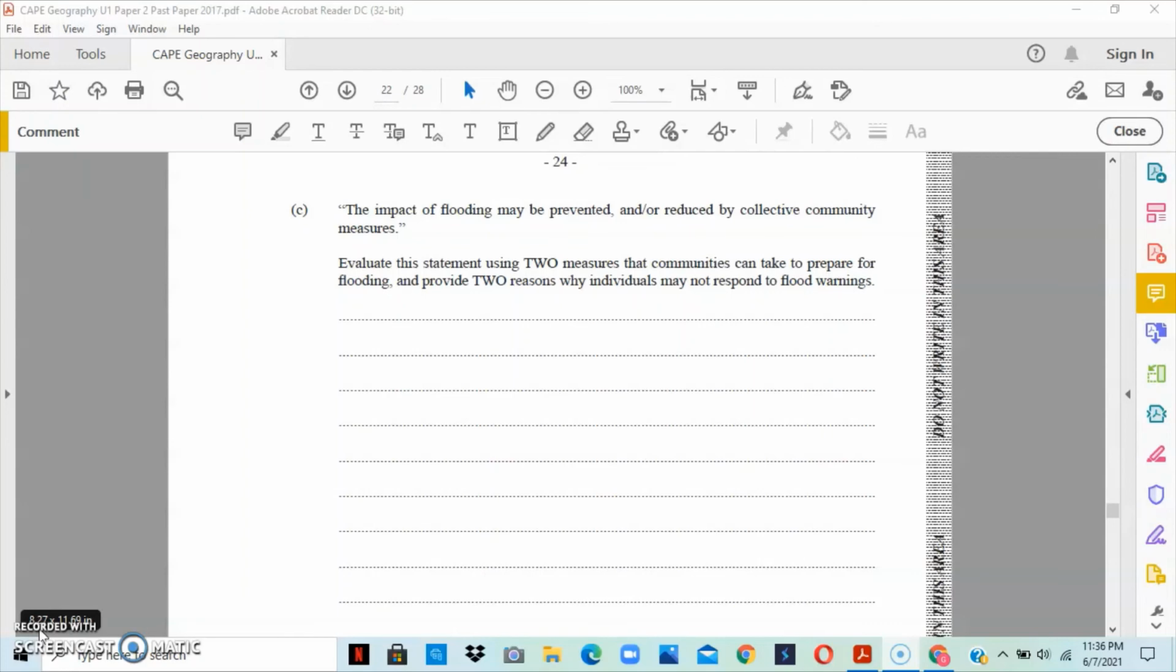Now, a lot of persons do not want to leave their valuable possessions behind. A lot of persons opt not to go to the shelters because they don't want to leave behind their cars or their home full with their jewelry or money, or they don't want to leave their valuable possessions behind. So that's another reason why persons don't respond to flood warnings.